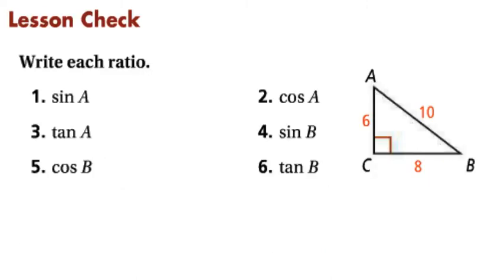All right, here's your lesson check. Using the triangle on the right-hand side, go ahead and find the sine, cosine, and tangent of both angles A and B. So you'll get 6 different answers to those, and bring those to class.